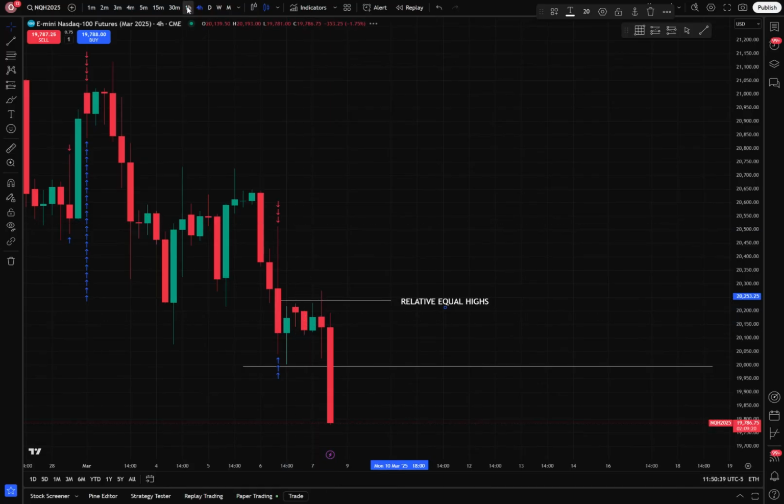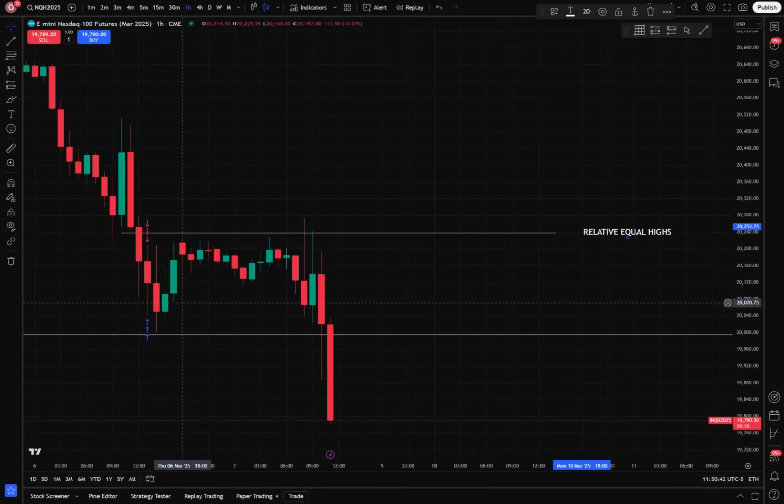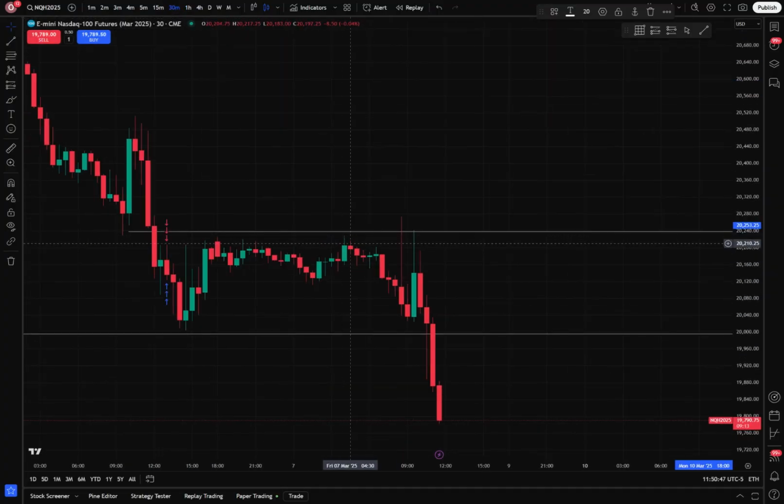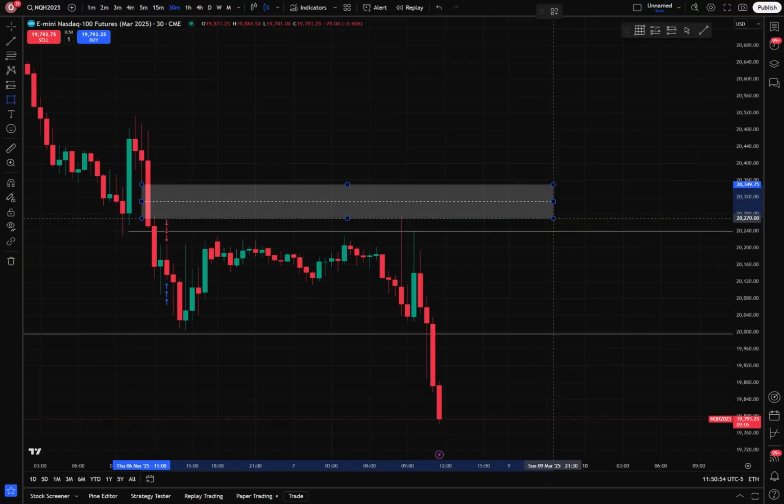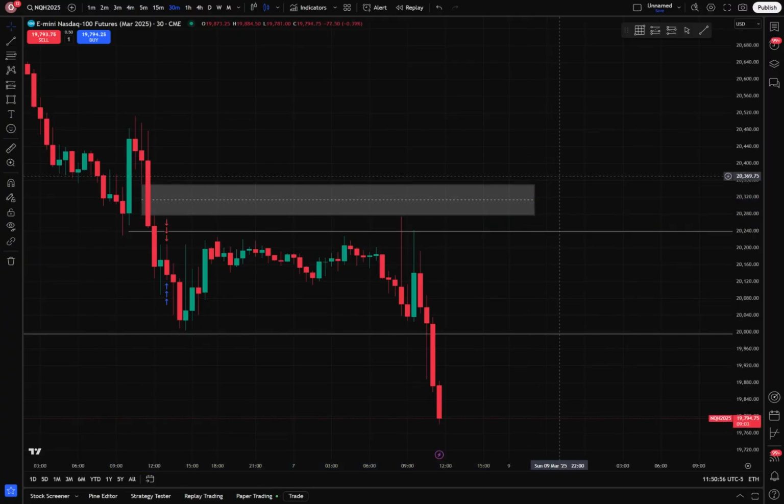And I'm gonna go down to the 1 hour. Nothing else on the 1 hour, just the relative equal high. And I'm gonna go to the 30 minutes. What caught my eye right now is the fair value gap on the 30 minutes right here. We took the high of this candle, which is 20,077.25, and the high of this candle is 20,000. So we missed this by a few points, so just keep in mind this is another high also noted on your chart.